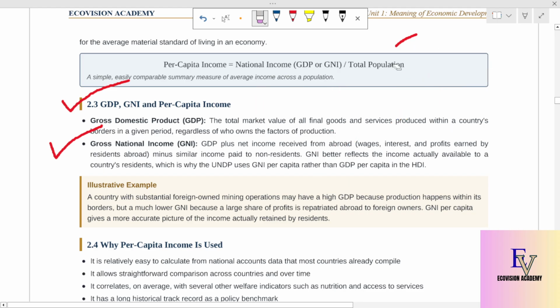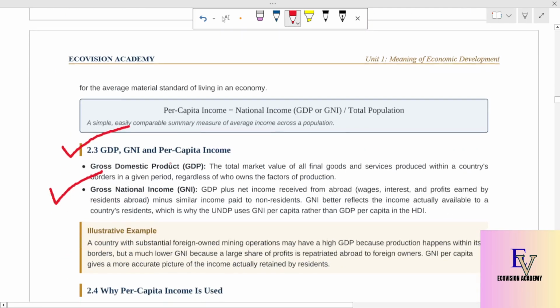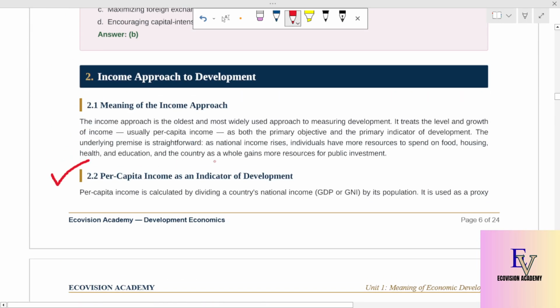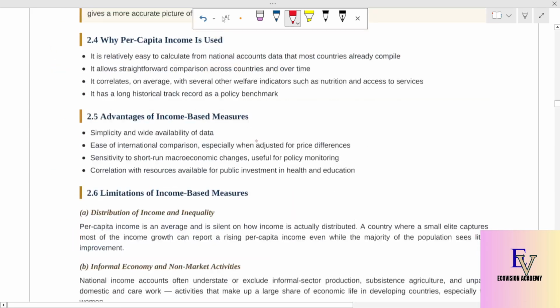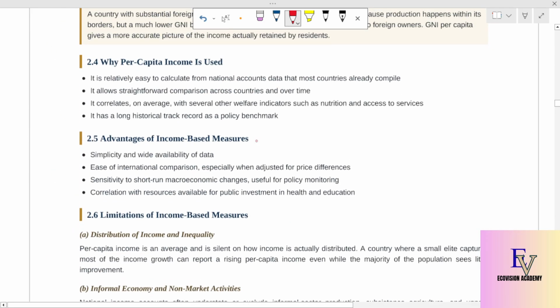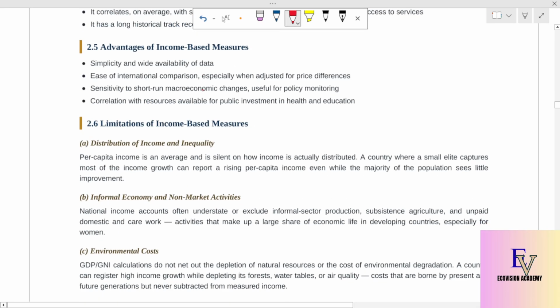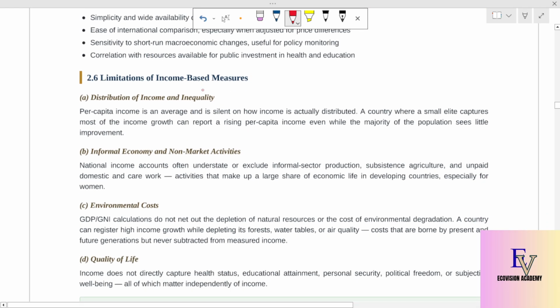So economic development can be measured by GDP, GNI, per capita income. These are basically the income approach to development. The income approach means whatever we can measure, we can quantify in figures. Whenever we quantify something in figures and say that a country is developed, underdeveloped or developing, this is an approach by which we can measure economic development. Now, there are certain limitations of the income approach.